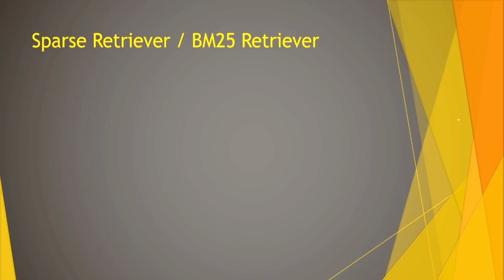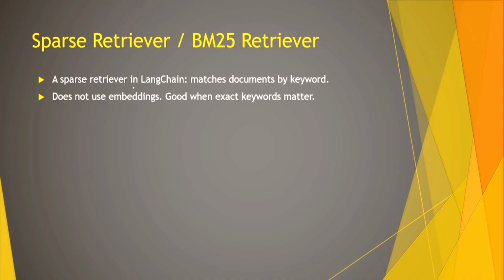Now next is the sparse retriever, that is the BM25 retriever. The sparse retriever in LangChain matches documents by keywords. It does not use embeddings and is good when exact keywords matter. I have already told you that in the sparse retriever we do not use embeddings, and we perform keyword matching.